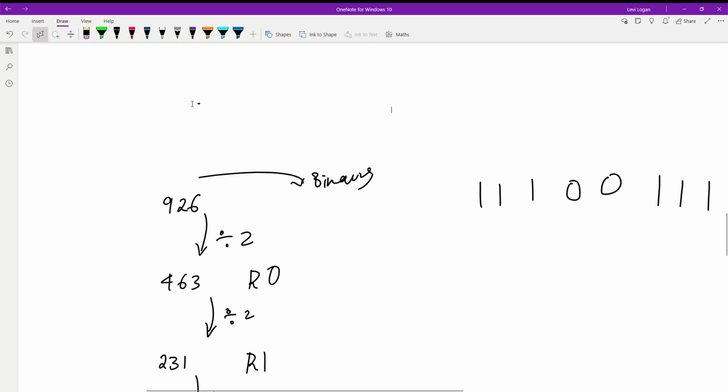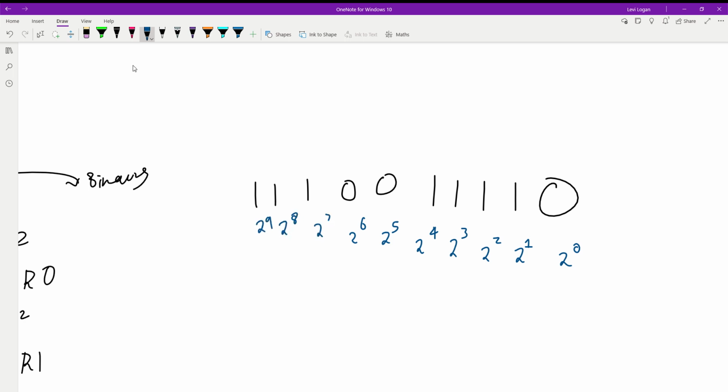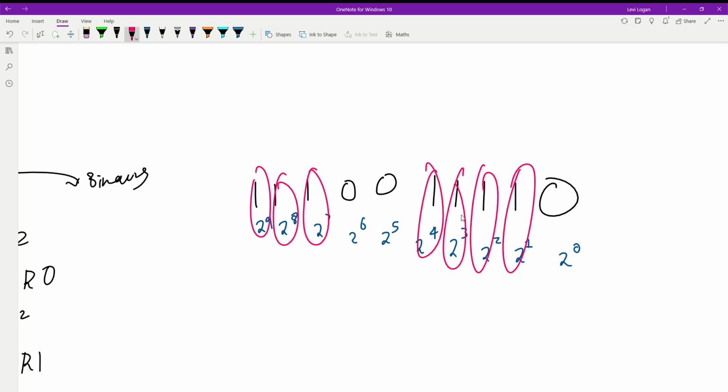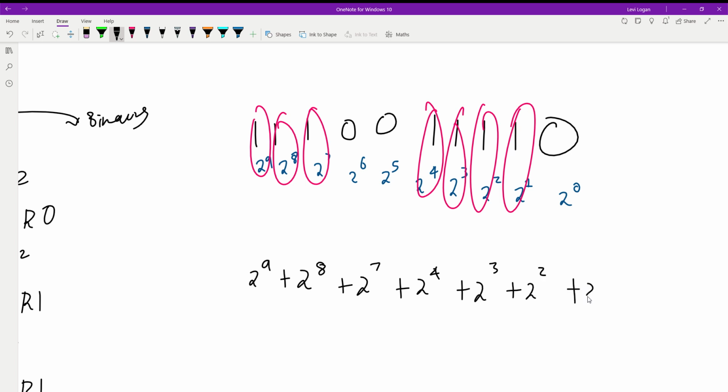So let's just do that very quickly. So this is 2 to the power of 0, 2 to the power of 1, 2 to the power of 2, 2 to the power of 3, 2 to the power of 4, 2 to the power of 5, 2 to the power of 6, and you pretty much get the idea. Okay, so the only ones relevant to us are these ones and all of these ones. Okay, so 2 to the power of 9 plus 2 to the power of 8 plus 2 to the power of 7 plus 2 to the power of 4 plus 2 to the power of 3 plus 2 to the power of 2 plus 2 to the power of 1.